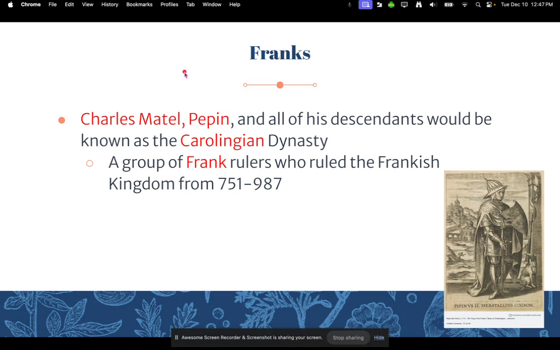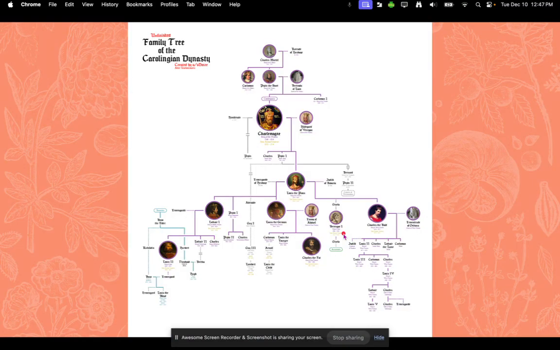So Charles Martel, Pepin the Short, and all of his descendants would be known as the Carolingian dynasty, which was a group of Frank rulers who ruled the Frankish kingdom from 751 to 987. So here's this big family tree that they have. Here's Charles Martel up here, then down there is Pepin the Short. And then we'll talk about Charlemagne in a couple of slides from now, but also you'll learn more about Charlemagne in a later lesson.